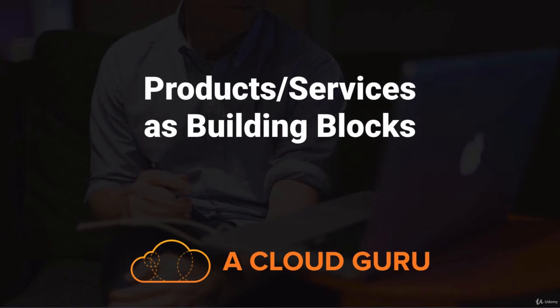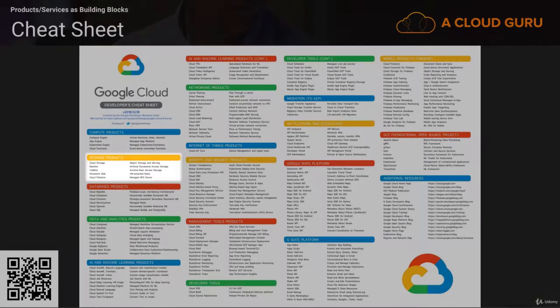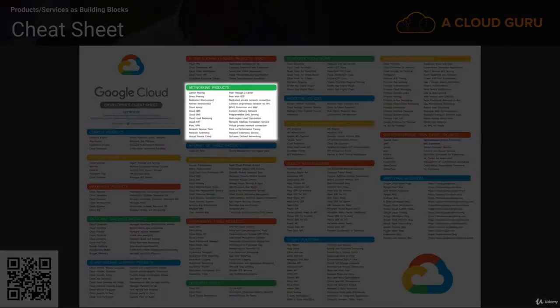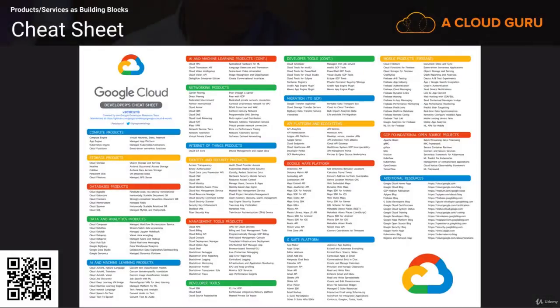As we go through this lecture, please follow along on your own copy of the Google Cloud Developers Cheat Sheet. Right off the bat, when we look at this cheat sheet, we see that it's divided up into a whole bunch of different categories. We have compute products, storage products, networking products, management tools, developer tools, all sorts of things. And in each section, we have a list of a number of different Google Cloud products.